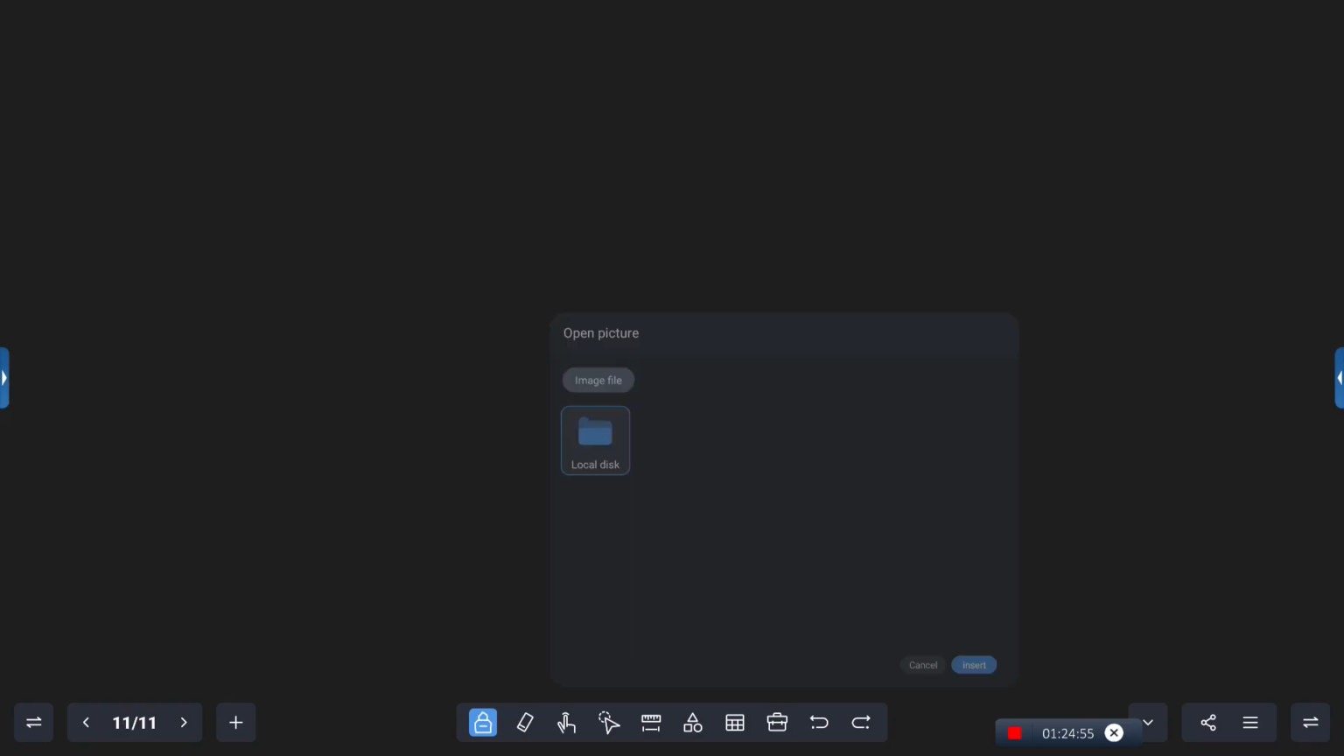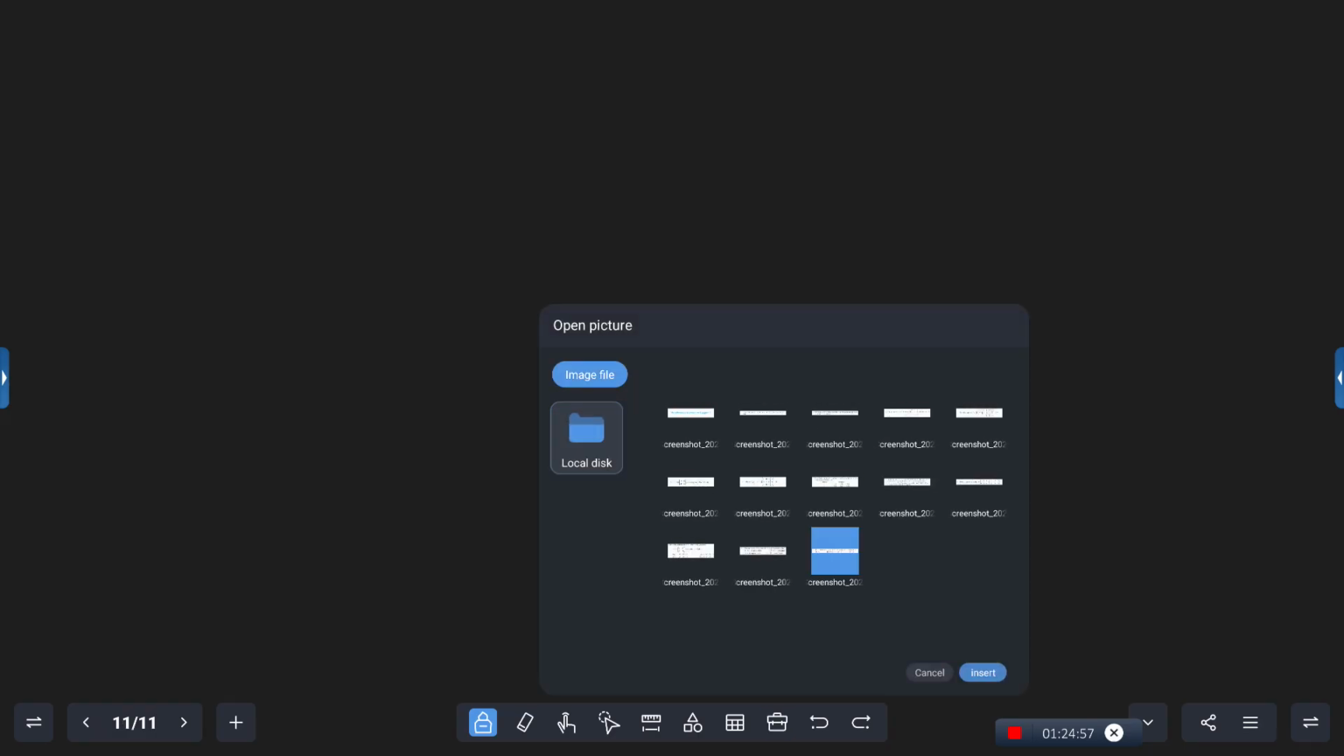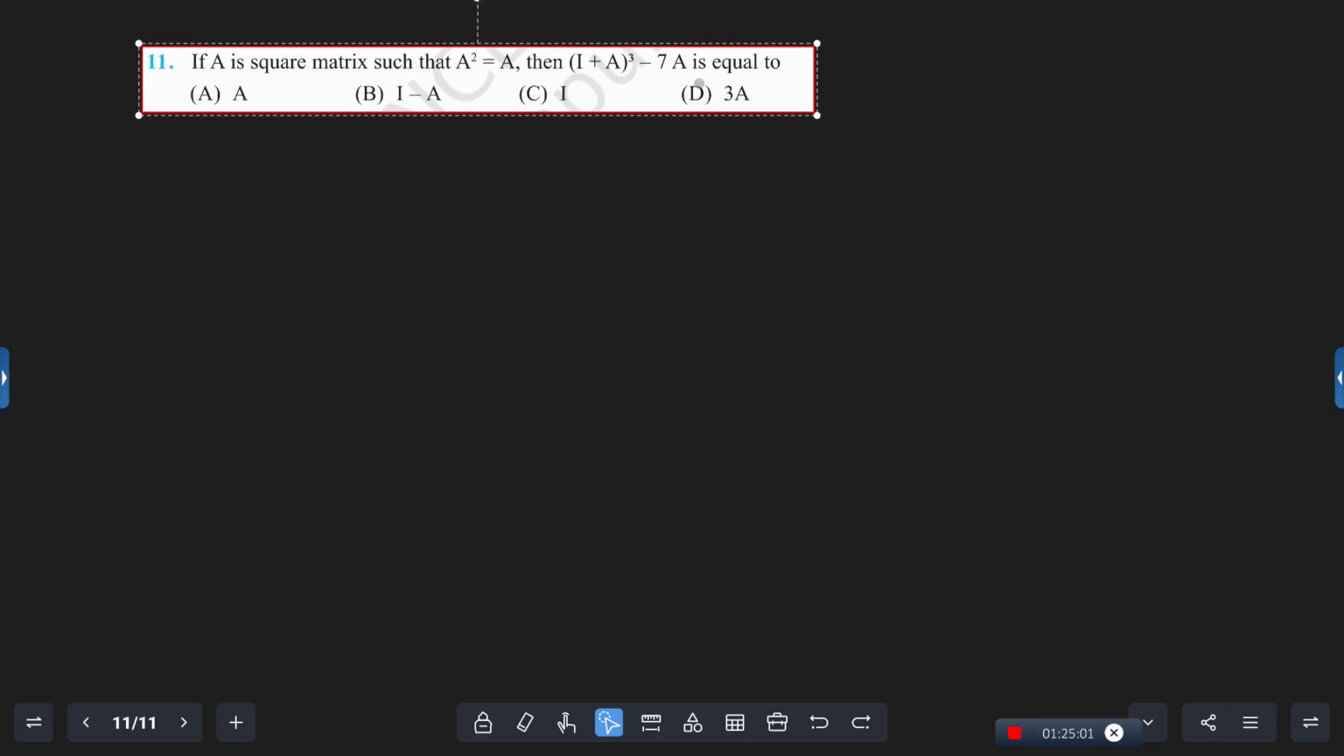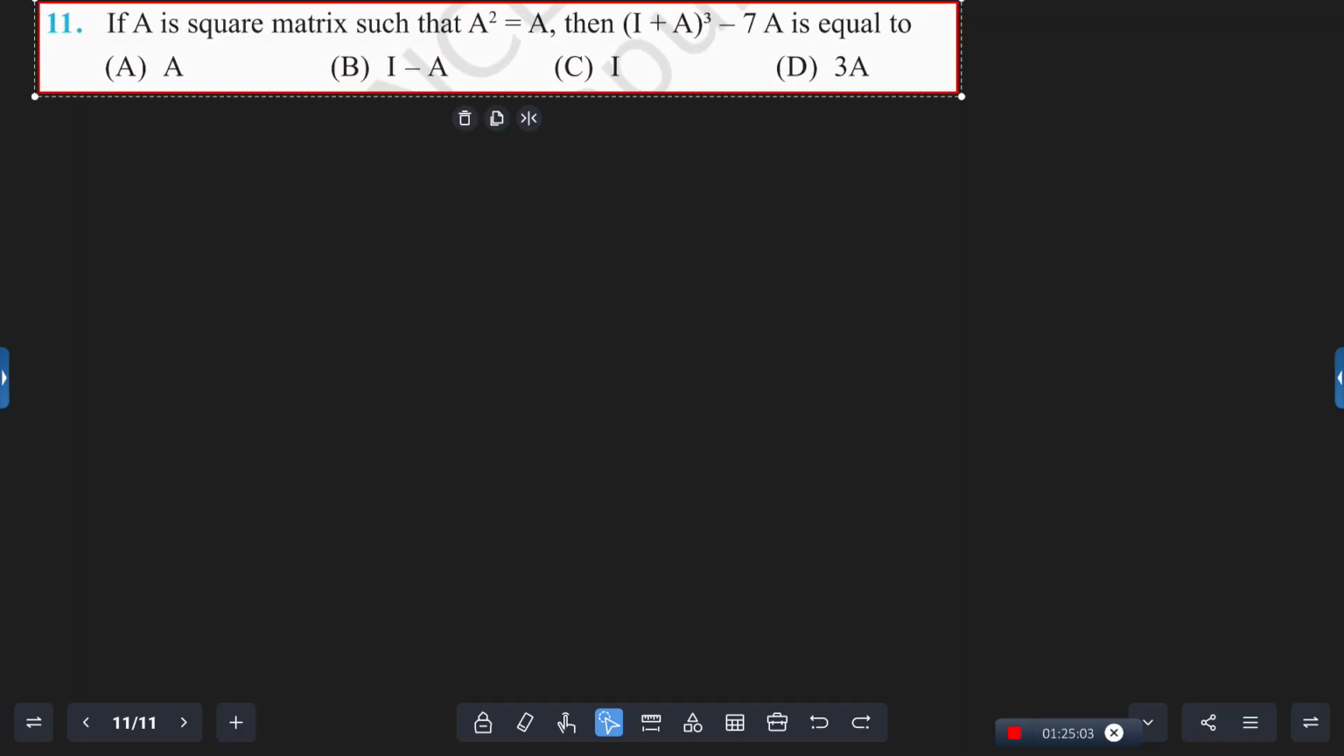And last one, there is some work. Listen, children. A is a square matrix, they said, but what order they didn't mention. One thing they have mentioned is that A square equals A, it seems. And what they are asking is: I plus A whole cube minus 7 times A equals what? That is their question.